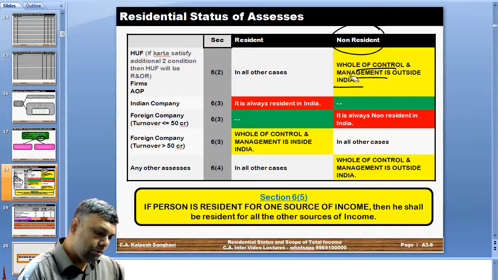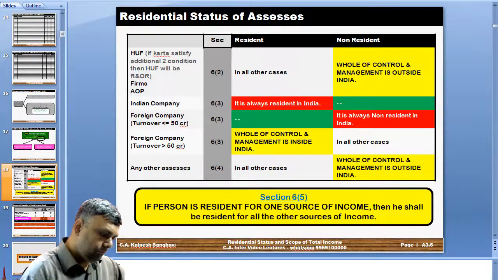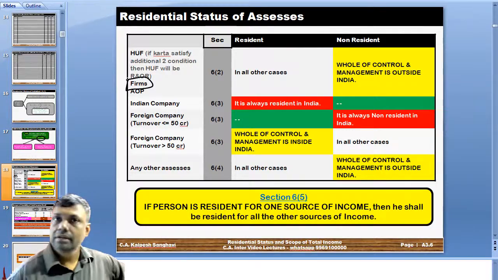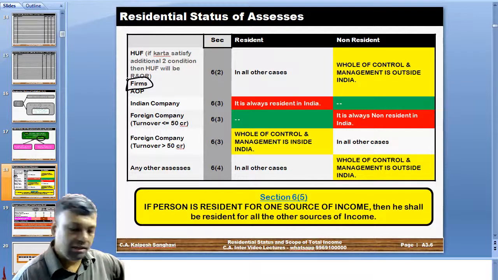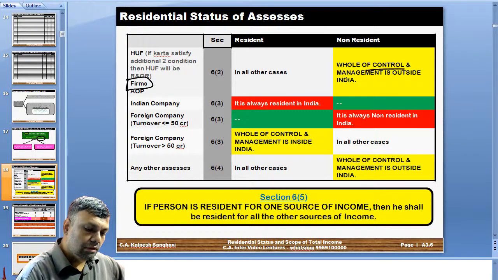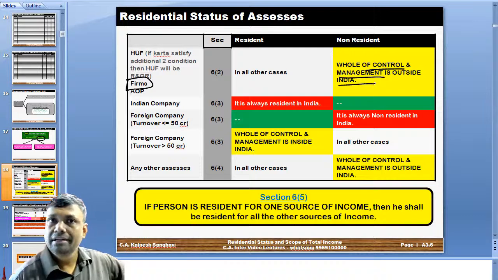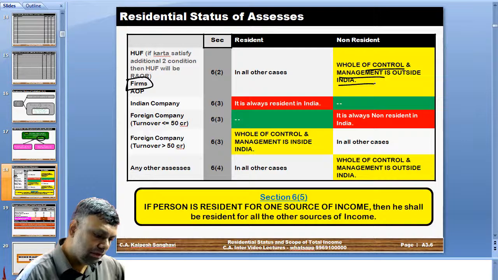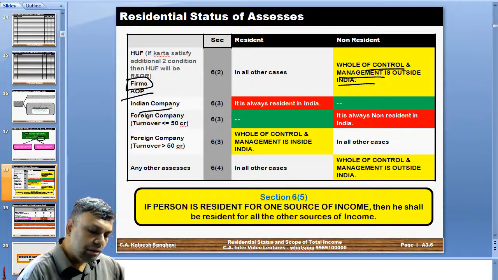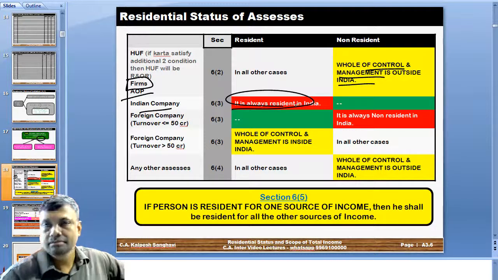If you are a partnership firm, your resident non-resident discussion is the same as that of the HUF. That means if the whole of the control and management is outside India, then you are non-resident, otherwise you are resident. Same thing for AOP. Now, an Indian company is always resident in India, full stop. For them there is no test of control, because you are an Indian company. This is how the law applies.